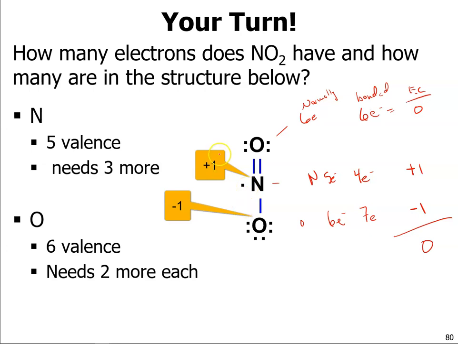A lot of times NO2 will be an ion. We'll add an extra electron in here to fill up and complete this orbital. But in this case, we're just looking at NO2 not as an ion.